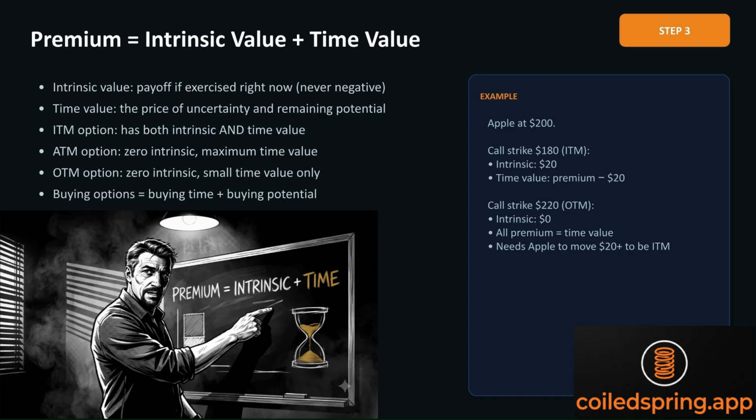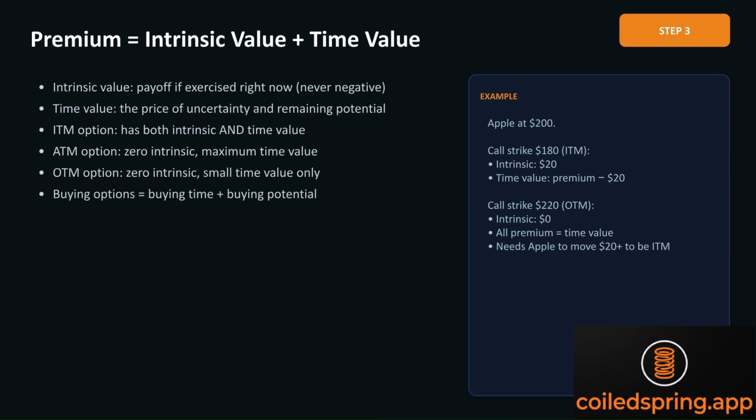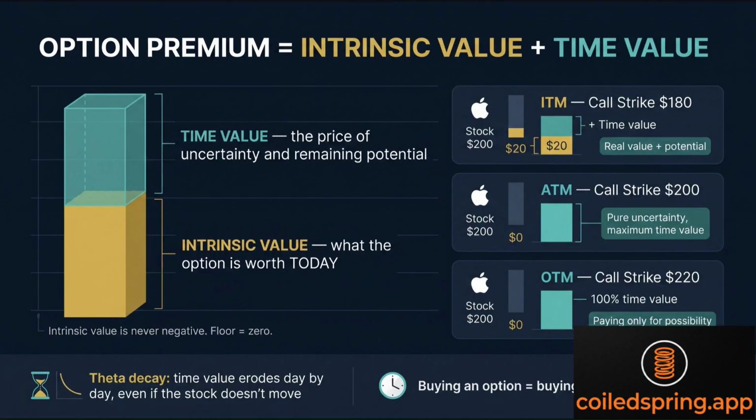Now, let's apply this to the three states of moneyness using the Apple example on the right. Apple is trading at $200. First option, call with strike $180. This is in the money. The strike is already below the current price. It has immediate real value. Intrinsic value is $20. Whatever you paid in premium above $20, that extra amount is time value. You're paying for what's already there, plus the possibility of even more.